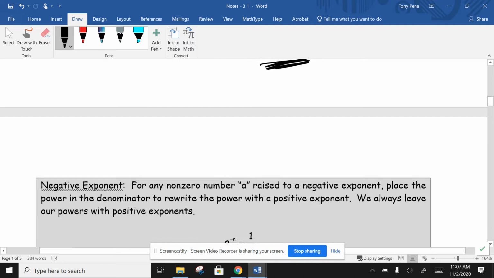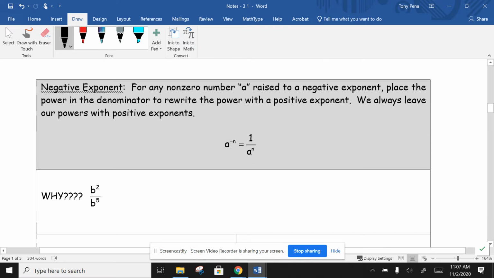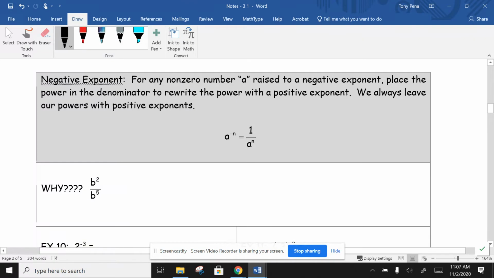All right, so there's 3 of our rules. This is the rule that usually causes some issues as we move along. It's called the negative exponent rule. It says for any non-zero number a raised to a negative exponent, you're going to place that power in the denominator, and then that power magically becomes a positive power.